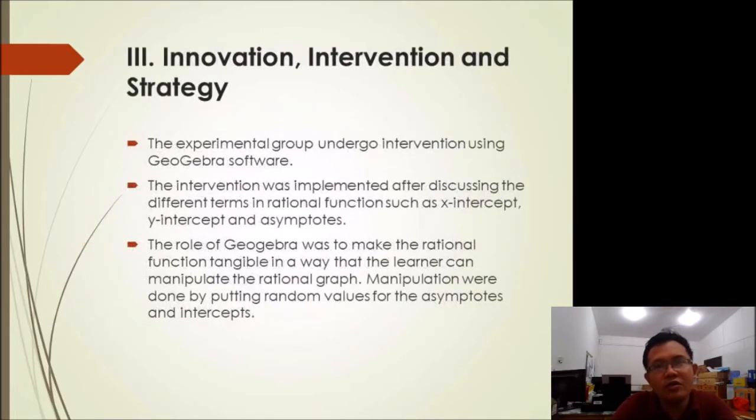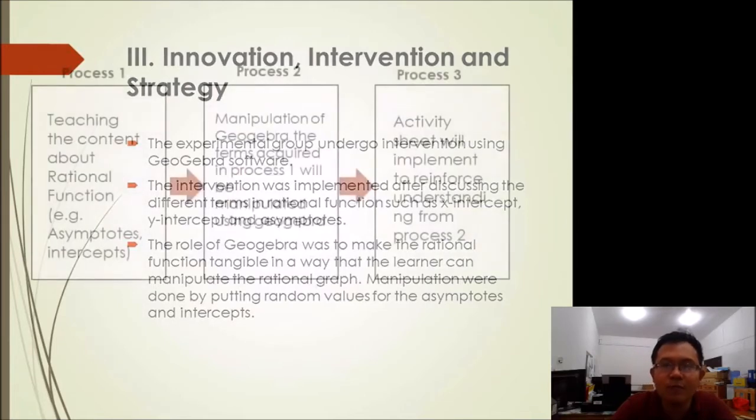And here, we have the following innovation, intervention, and strategy. The role of GeoGebra here is to make the rational function tangible. Here we picked a specific topic, rational function, which is one of the competencies of the core subject, general mathematics. We use GeoGebra in order for our students to manipulate the values such as asymptotes and intercepts.